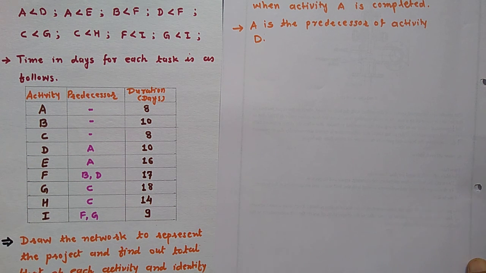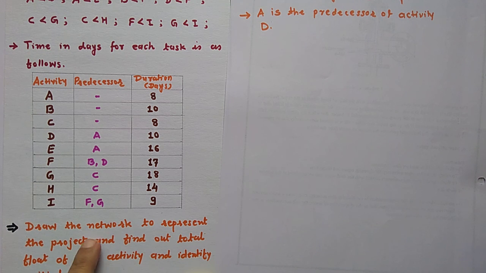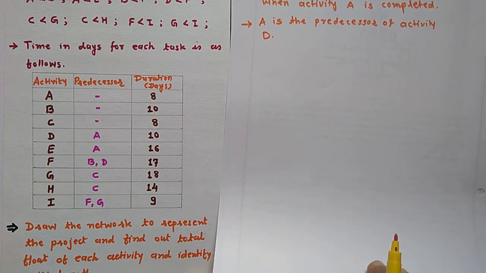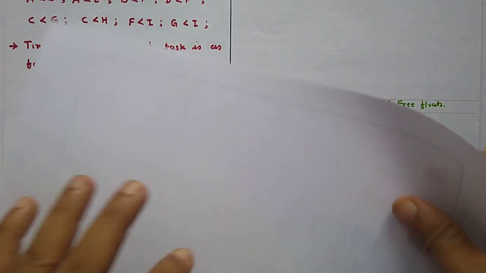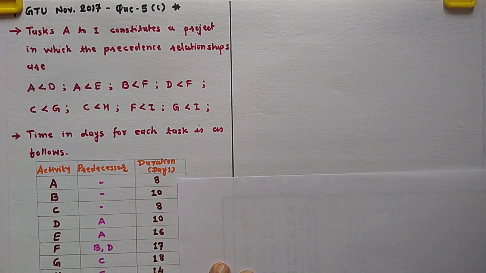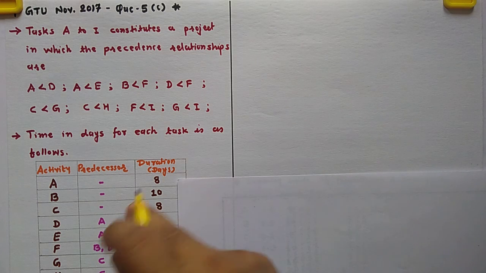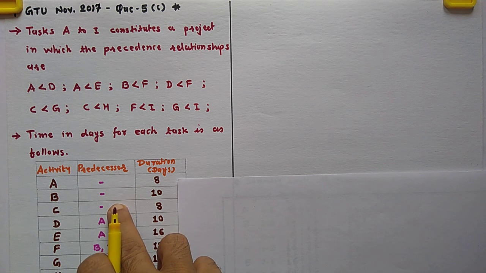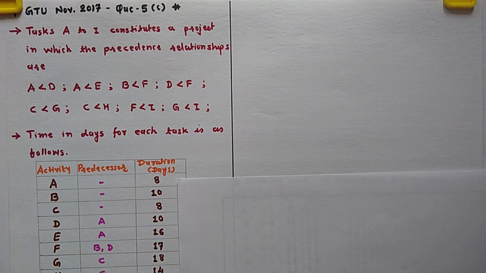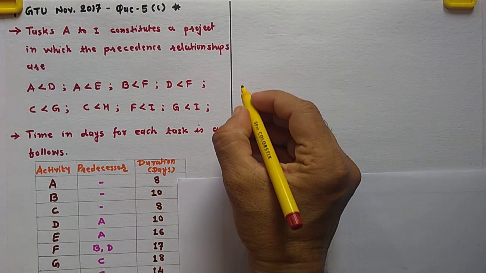Now in the example you have to draw the network to represent the project, find out the total float of each activity, and identify the critical path also. So now I am going to draw the network diagram according to activity and predecessor. Activities A, B and C have no predecessor, so from one event these three activities will start.